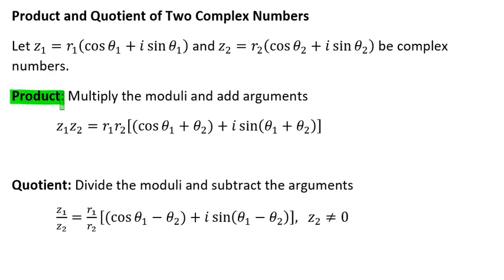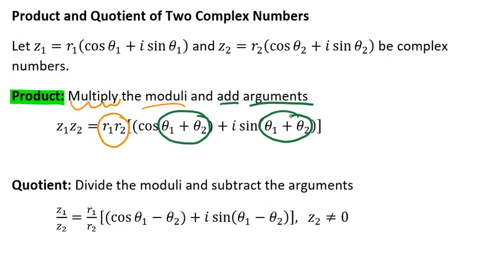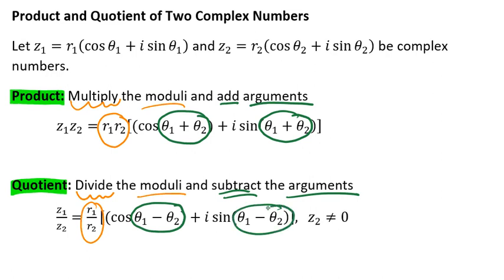So if we're finding the product, we're really just multiplying our moduli, and we're simply just going to add our arguments. So we're multiplying our r's, and then we're adding our thetas. And when we're finding the quotient, we're doing the same thing, except instead of multiplying, we're going to divide our moduli, which are our r's, and instead of adding, we're going to subtract our arguments, which are, again, our thetas. We're going to subtract those.